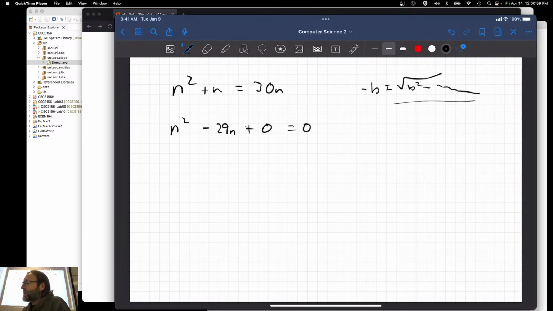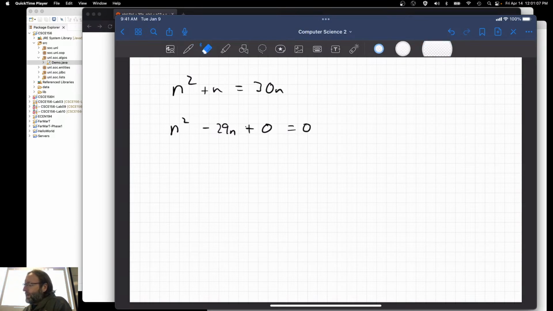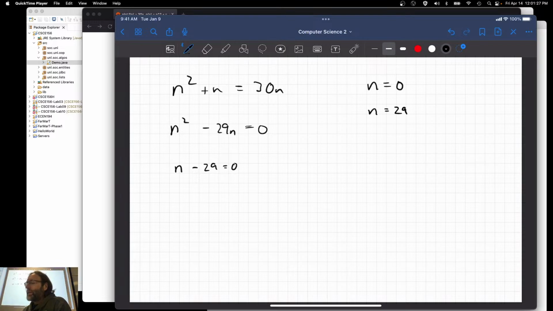You could go ahead and plug and chug. Or you could realize that I chose these values very specifically so that we didn't have to do a lot of work. What's one root of this thing? 0, because I can factor out an n. Once I've done that and gotten rid of it, what is it? n minus 29 is equal to 0. And so what's your n? 29. But if it doesn't work out like that, and you've got a plus or minus constant or something like that, you can always fall back on the quadratic formula.